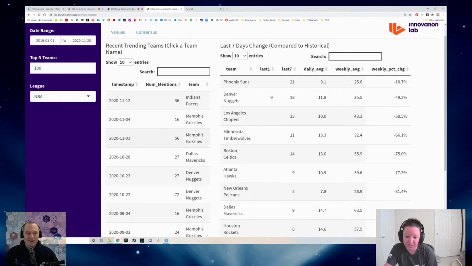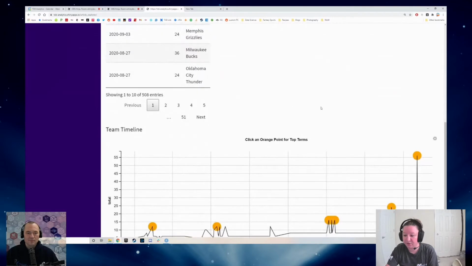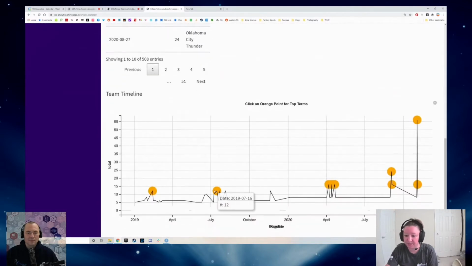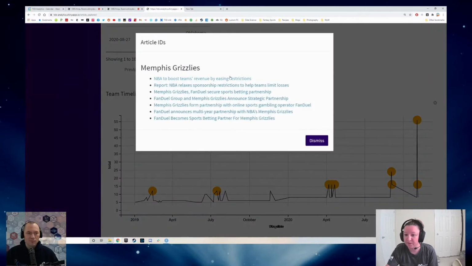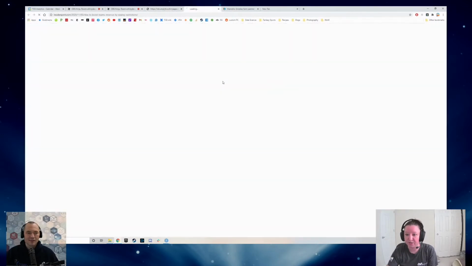Yeah, so let's click on one. November 3rd, this was a couple weeks ago, the Memphis Grizzlies. And we scroll down. Here's a chart showing the anomalies that were detected. And there's this big spike on the 3rd. I want to see what's going on. Well, we pull in the articles making up that spike, and it looks like they announced a strategic partnership with FanDuel. Oh, wow. If you're not familiar with FanDuel, it's an online sports betting platform. And we can actually click out and go to the articles as well.